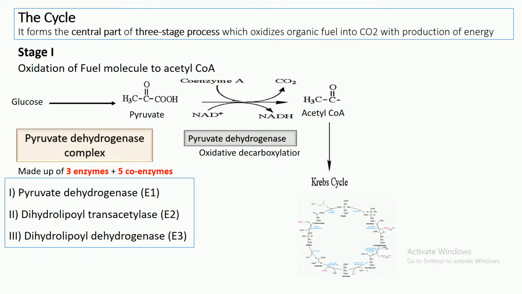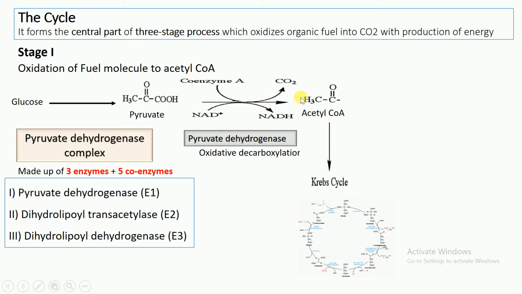Now, coming to the cycle, it forms the central path of a three-stage process which oxidizes organic fuel into carbon dioxide with the release of energy. The first stage is oxidation of the fuel molecule to acetyl CoA. So, in the first step, what happens? The major source of energy is glucose. This glucose is converted into pyruvate with the help of glycolysis, and pyruvate gets converted into acetyl CoA with the help of an enzyme known as pyruvate dehydrogenase.